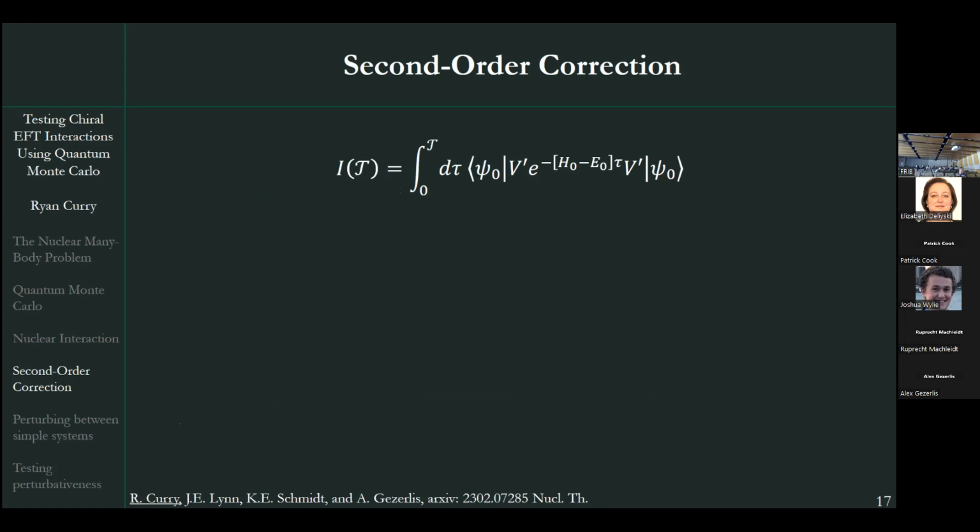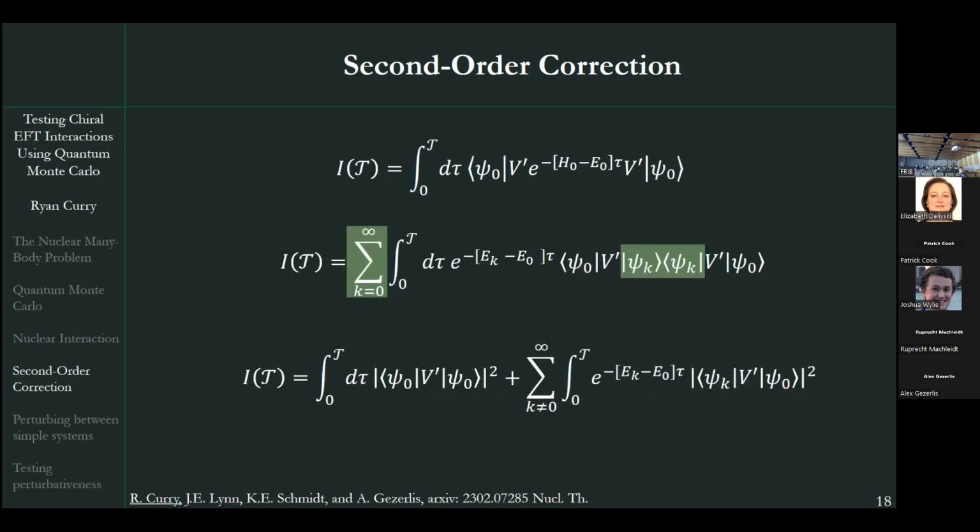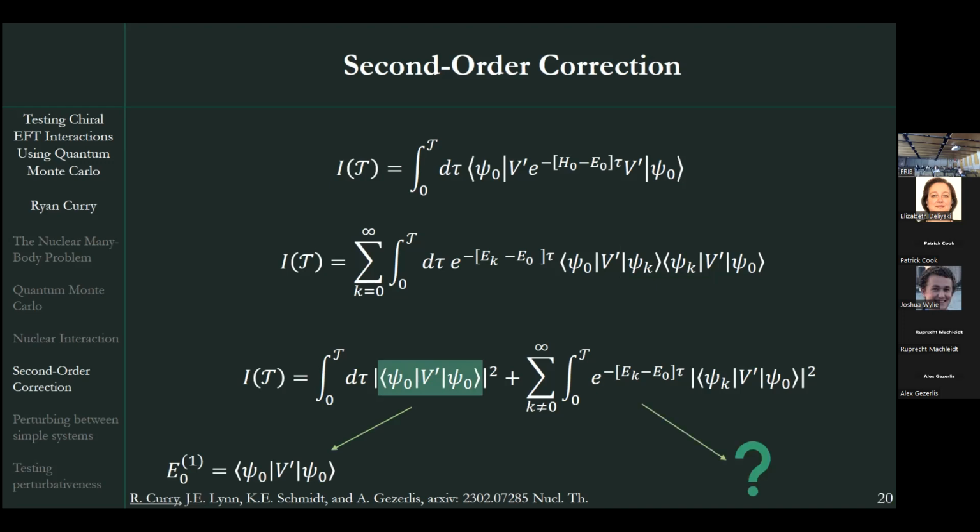So we'll start by introducing a resolution of the identity and splitting the sum into k equals 0 and k greater than 0. You might wonder why we're doing something like that. But already this first k equals 0 term looks an awful lot like the first order correction. So now we just need to do something with this second term.